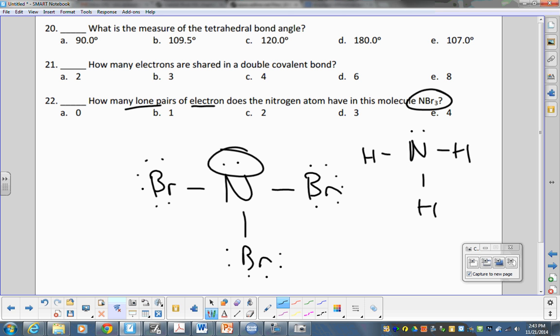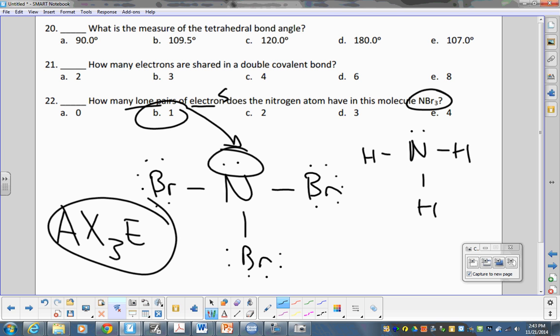The species formula, in case you're wondering, is AX3E. That's going to translate into a pyramidal shape. So that thing's going to be a pyramid, a triangular pyramid. The bond angle on that is going to be 107 degrees. It'll be a triangular pyramid.